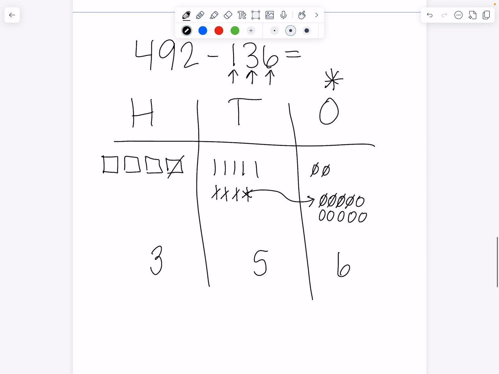3. So in this problem, did I have to decompose a 10 stick to trade it out for ones blocks? Yes, I had to do that. I had to decompose one of my 10s and switch it out for ones. Did I have to decompose a hundreds block here? No, did not have to decompose a hundreds block.